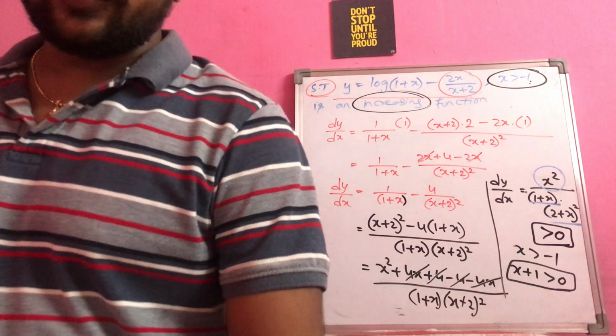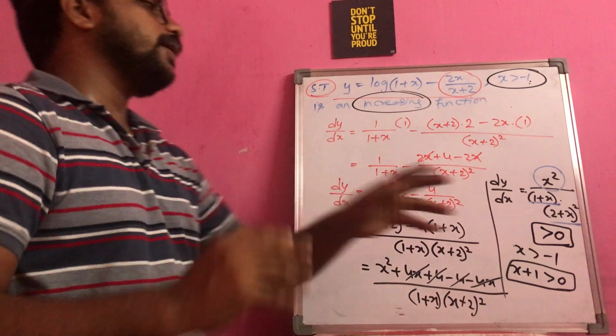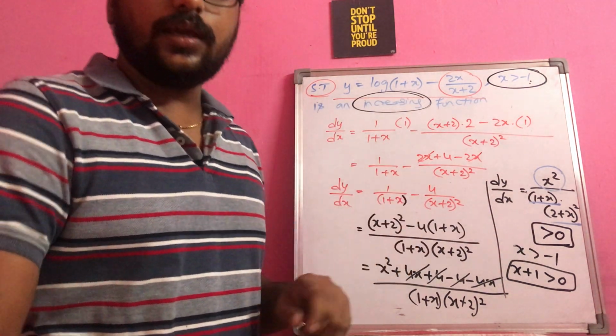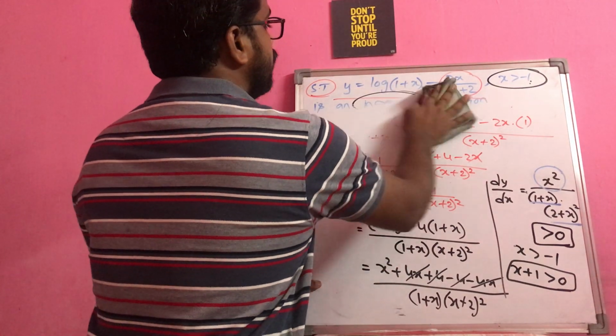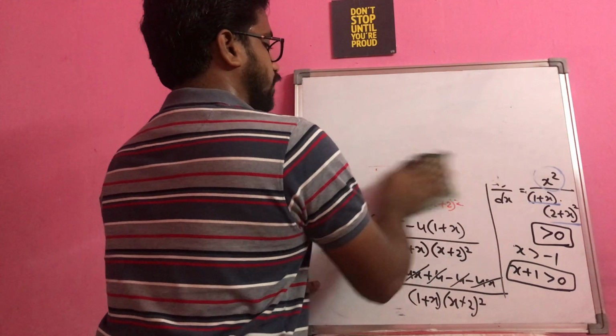Hope this is clear for everyone. The only thing is how you are able to prove that it will be greater than 0. You just have to look at the entire question completely and thoroughly, and you have to come to a conclusion how to find whether it is increasing or decreasing. That is the important thing.